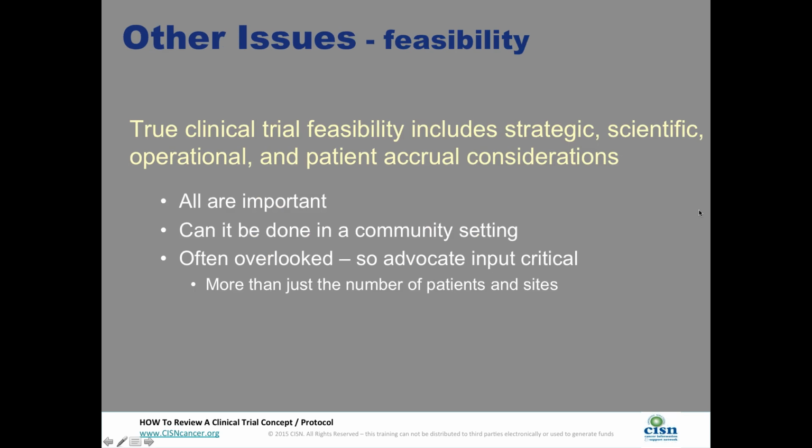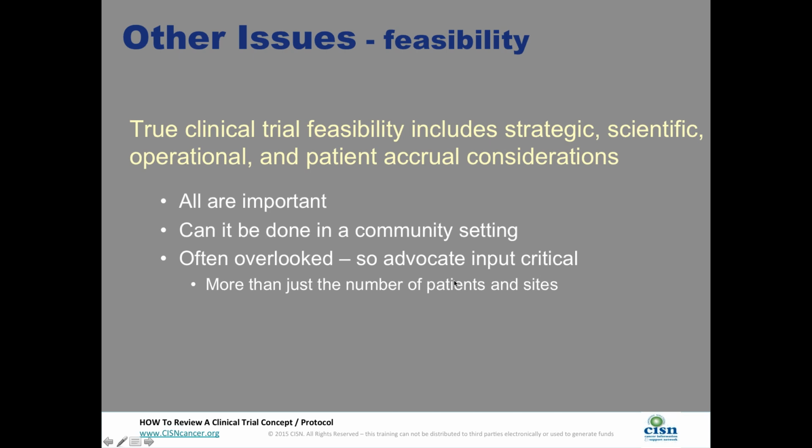So here's some other issues, and that's feasibility. And it didn't used to be in the protocols. Now they're more and more in protocols because the NCI has kind of said, you know, we're tired of opening clinical trial after clinical trial and closing them. People just don't accrue. Sometimes we're the only one that's going to say, you know, I don't think this is going to ever accrue. Can it be done in a community setting? Advocate input is really critical here.